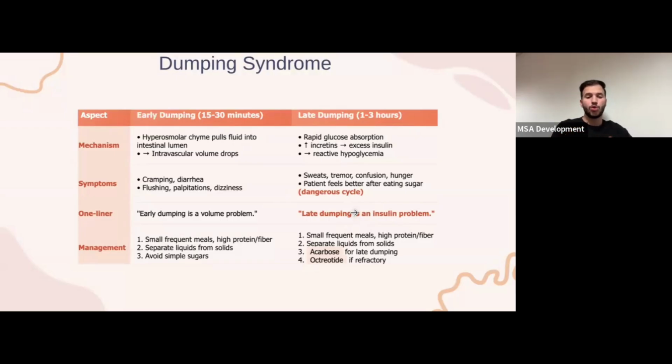How do you manage it? Small frequent meals and high protein fiber. Separate the liquids from solids and avoid simple sugars.